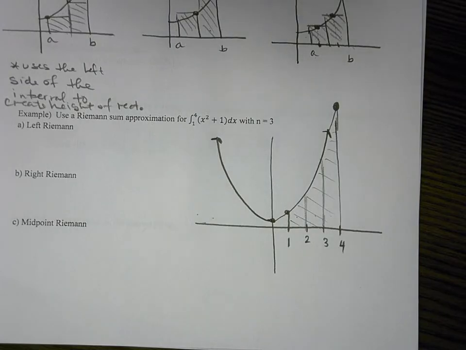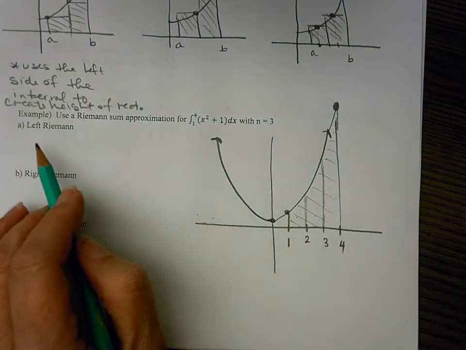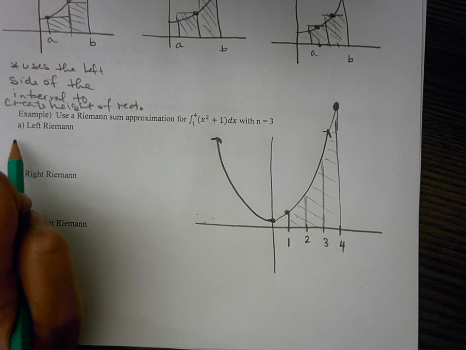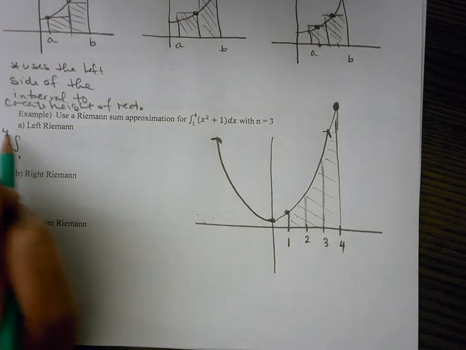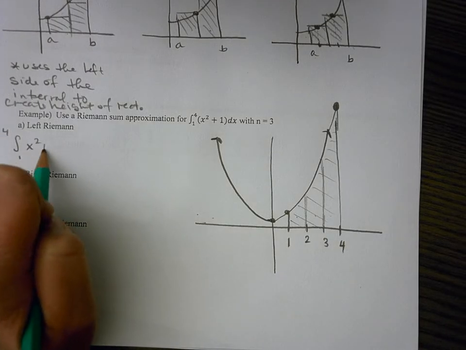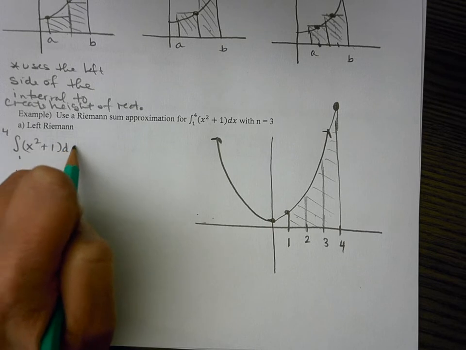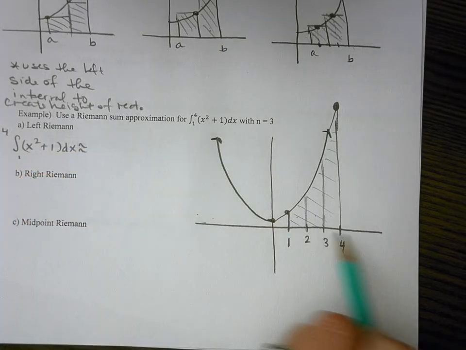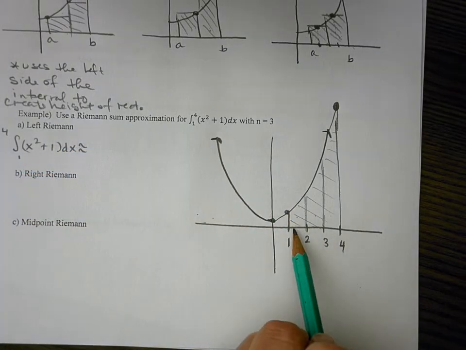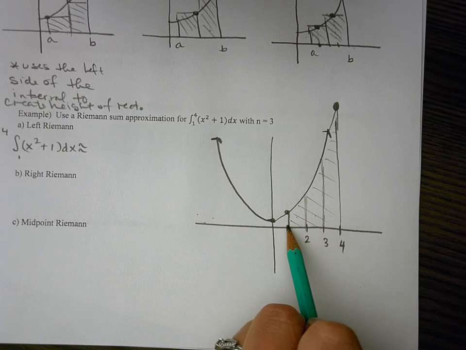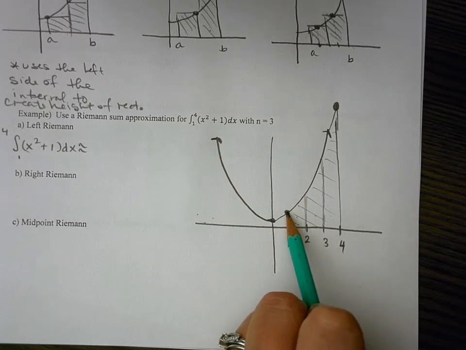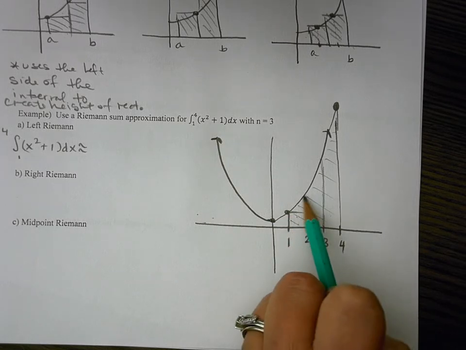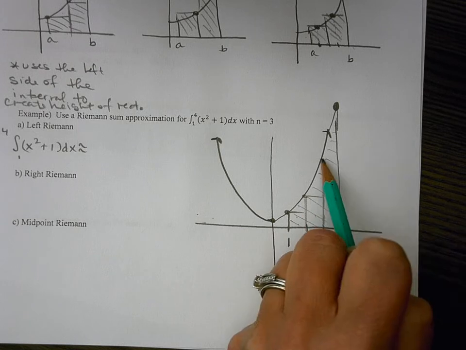So I want to do a left Riemann sum, right? Left Riemann sum. So I'm going to do that approximation. So I'm going to do from 1 to 4 of x squared plus 1. And I'm going to approximate with a left approximation. So if I look right here, I have my first interval. So I need to use this as my height, right? The left side is my height.